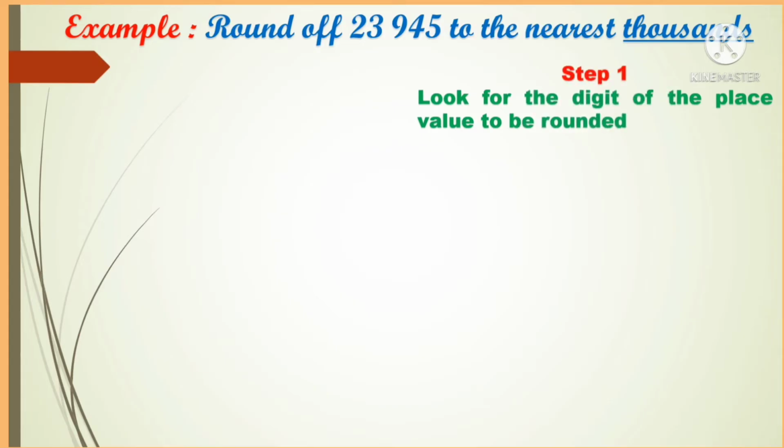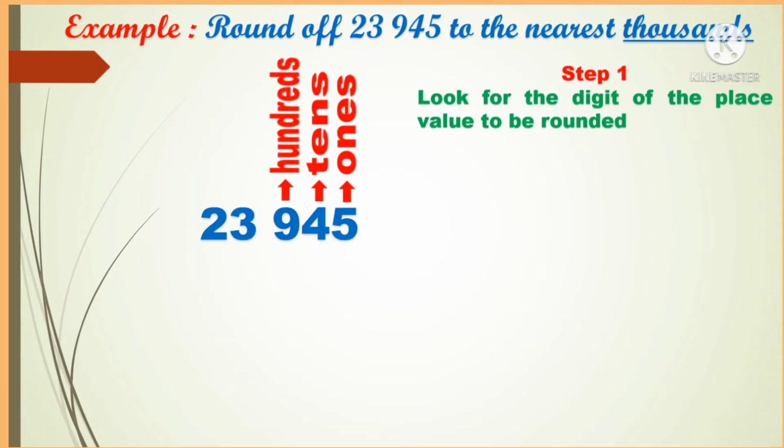Step 1. Look for the digit of the place value to be rounded. So, ibig sabihin, kailangan nating alamin ang place value ng digit na ating i-round off. So, sa 23,945, ang sabi dito ay i-round off sa thousands place. So, alin ba dito ang digit na nasa thousands place? Alamin natin. Ones, tens, hundreds, thousands. So, 3 is in the thousands place. So, guhitan natin si 3.